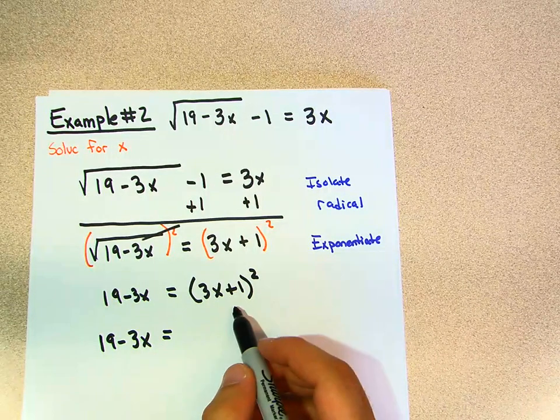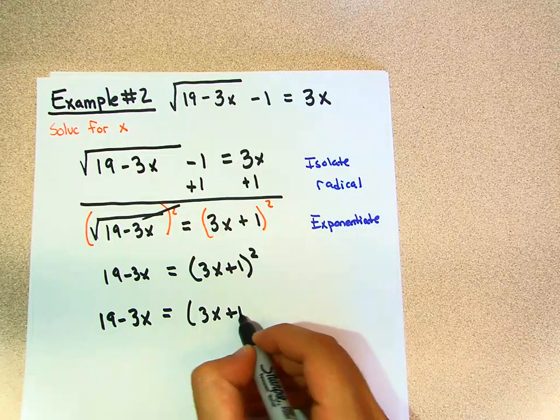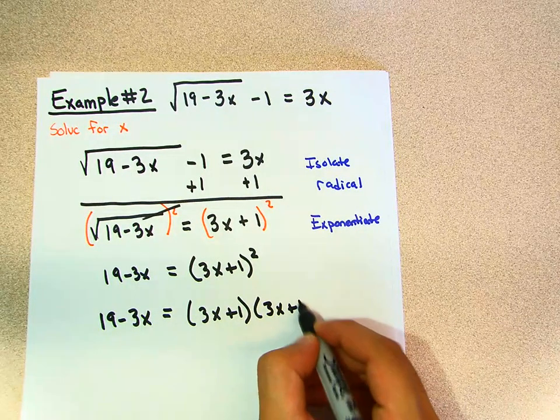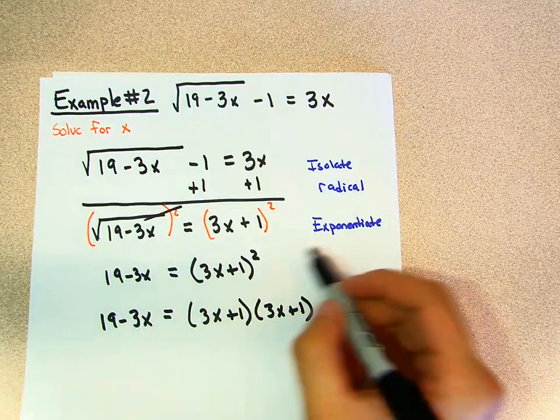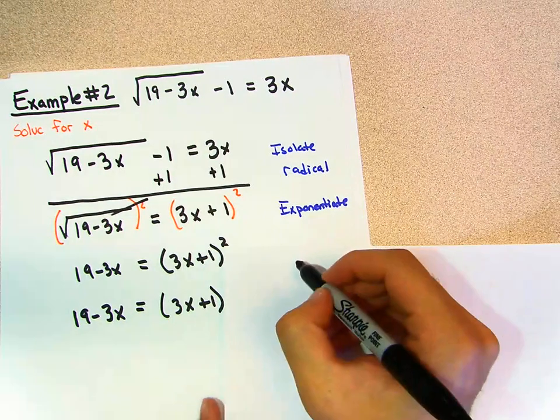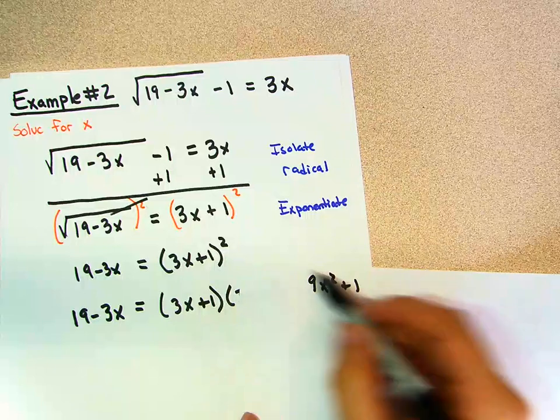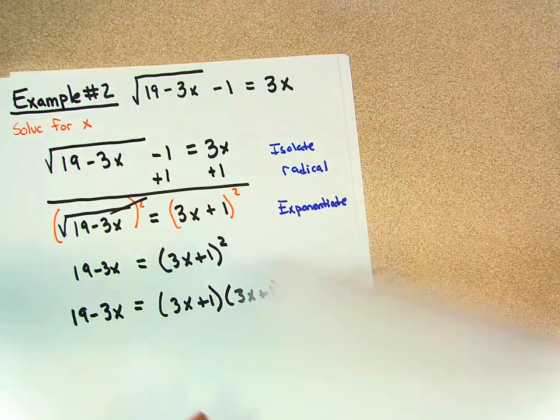But how do you solve this? This 3x plus 1 squared becomes what? 3x plus 1 times 3x plus 1. Right? If you said this was equal to like 9x squared plus 1, shame on you. Absolutely not. You have to FOIL this, right?